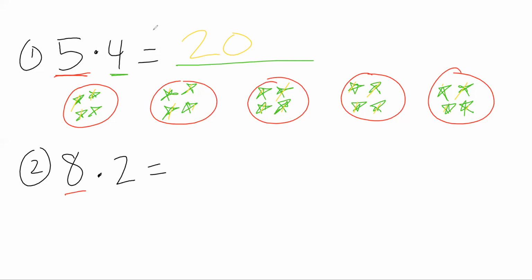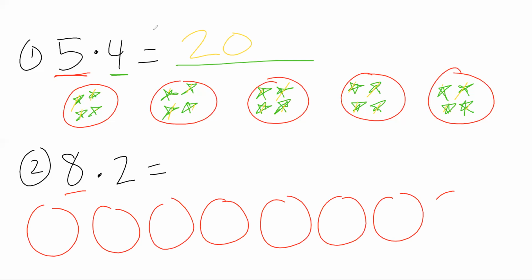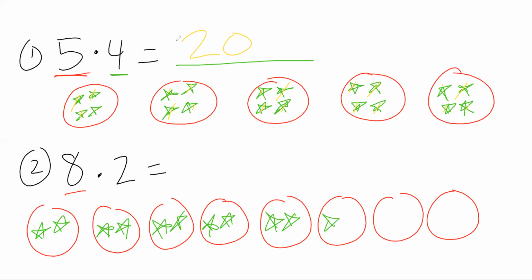8 circles. Okay, 1, 2, 3, 4, 5, 6, 7, 8. And I need 2 stars in each one. Okay. And if I count these out, I can actually, in this case, count by twos, right? So like 2, 4, 6, 8, 10, 12, 14, 16. So 8 times 2 is 16. So this is what circles and stars is all about.